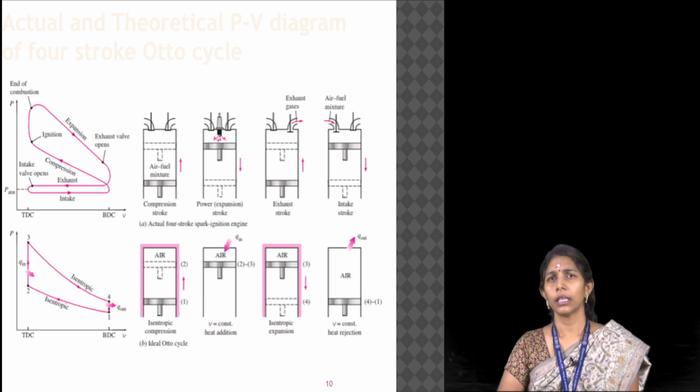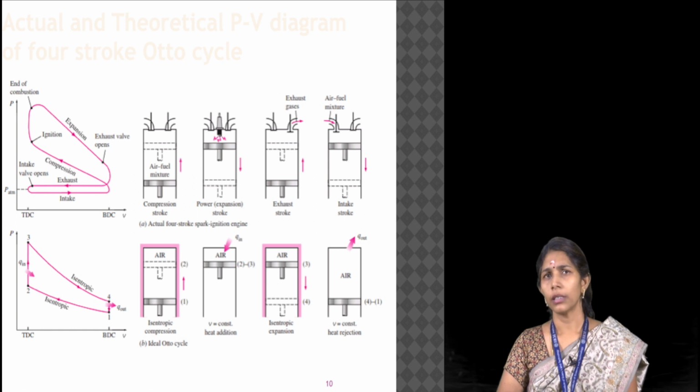This figure clearly explains the difference between the actual PV diagram and the theoretical PV diagram of a 4-stroke Otto cycle. We notice that intake, compression, ignition, expansion and exhaust strokes are shown in the actual PV diagram, whereas in the theoretical PV diagram, the compression and expansion processes are considered to be isentropic. The intake and exhaust processes are not shown. Also, the point to be noted is that heat is added at constant volume in the Otto cycle.